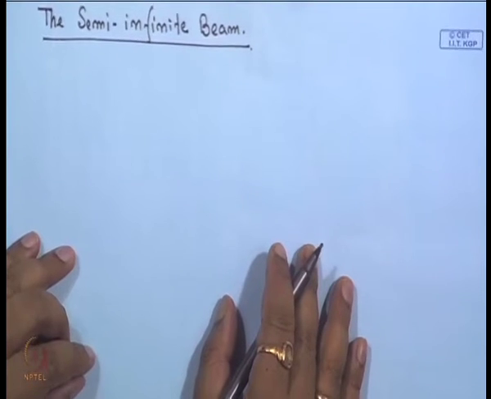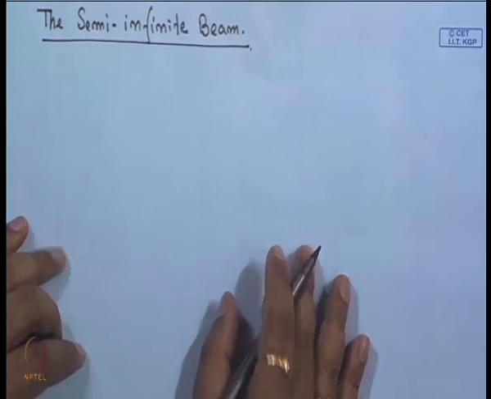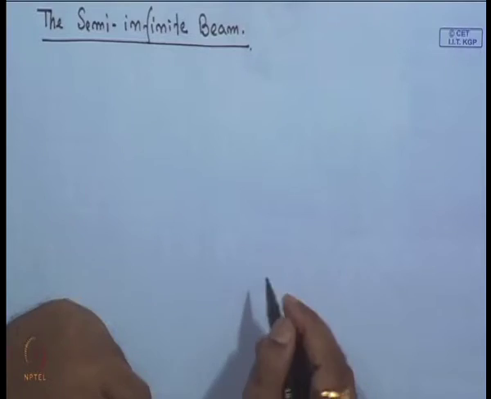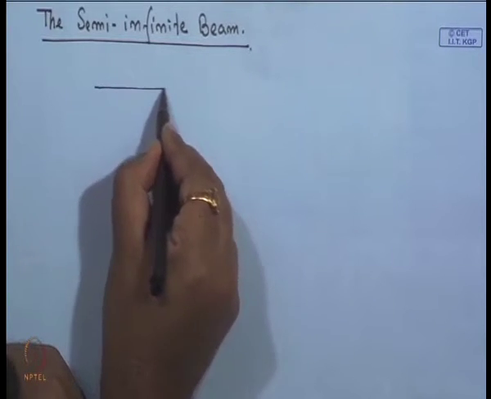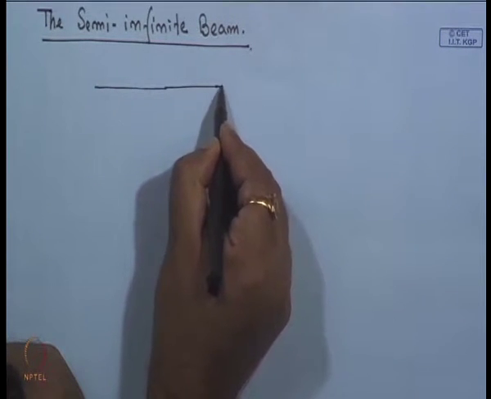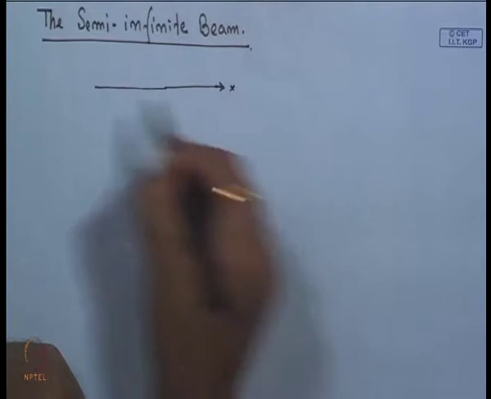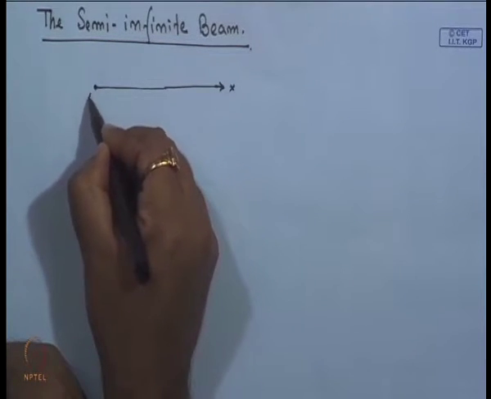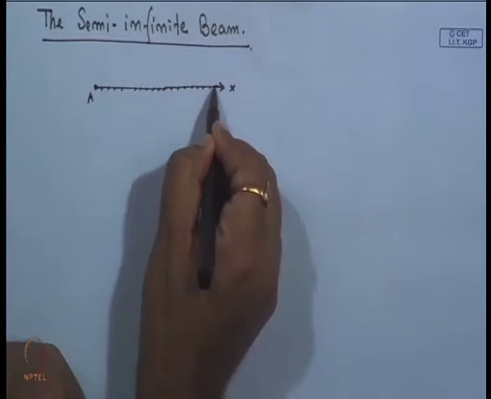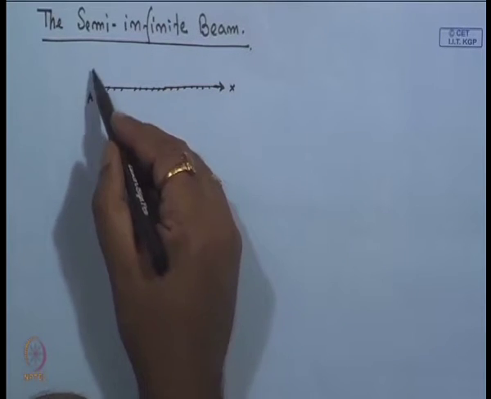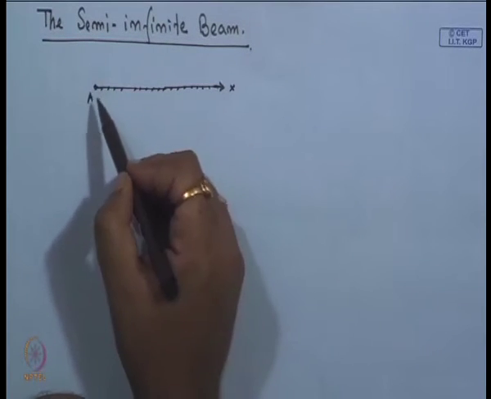What is a semi-infinite beam? A semi-infinite beam is basically a beam where one end is extended infinitely and the other end is a particular fixed end, or a point. Suppose this is a beam in the x direction, and this is the particular end A. This particular end is fixed, so from here it will start.